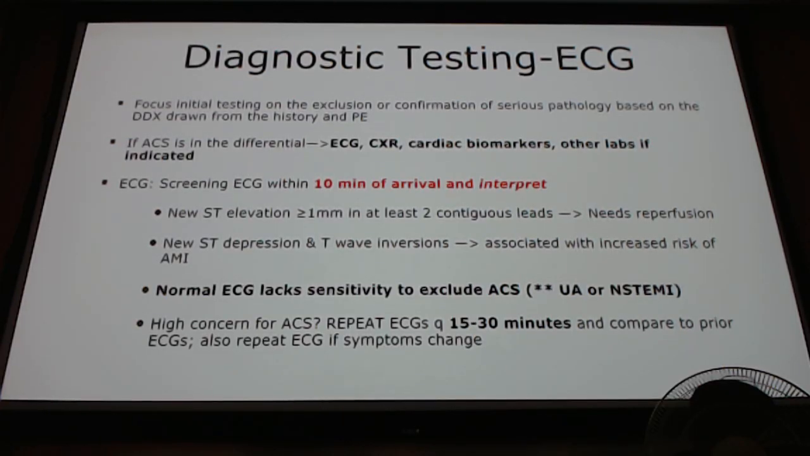So like I said, 10 minutes, we need to interpret it. The criteria for STEMI is going to be 1 millimeter in at least 2 contiguous leads. So that's what we're going to call a STEMI. And then they need some sort of reperfusion like PCI or fibrinolytics, depending on where you're at or what facility. If you're still concerned for ACS and the first EKG is normal, then you want to repeat that every 15 to 30 minutes.